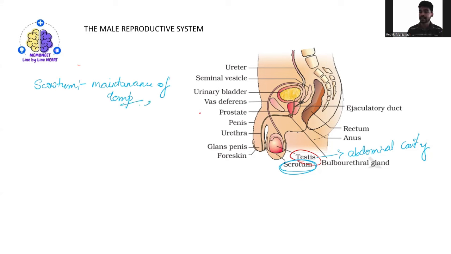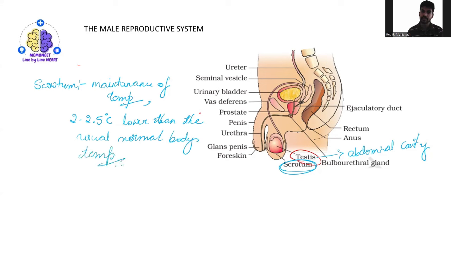So what is the exact temperature? It maintains a normal range of temperature which is favorable for the testis. Here the temperature will be around 2 to 2.5 degrees Celsius lower than the normal body temperature. So now you need to tell me, what is the usual normal body temperature of a human being?